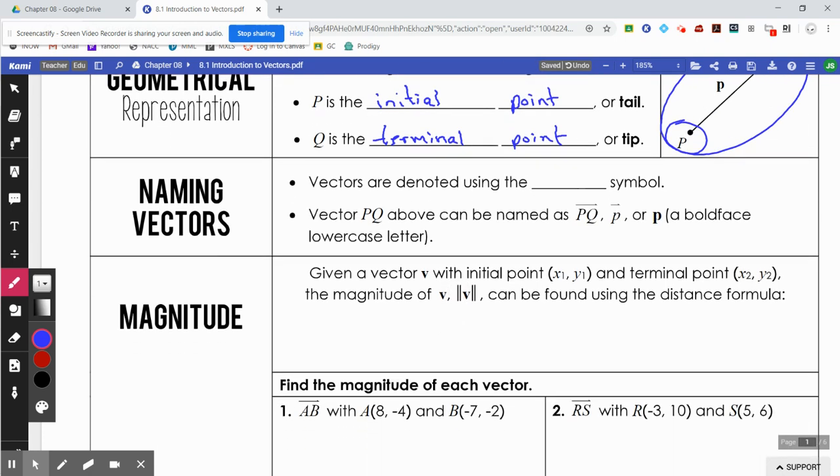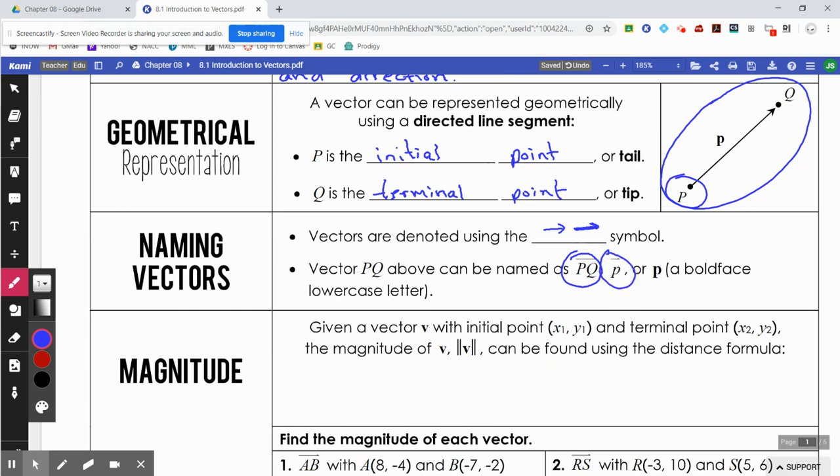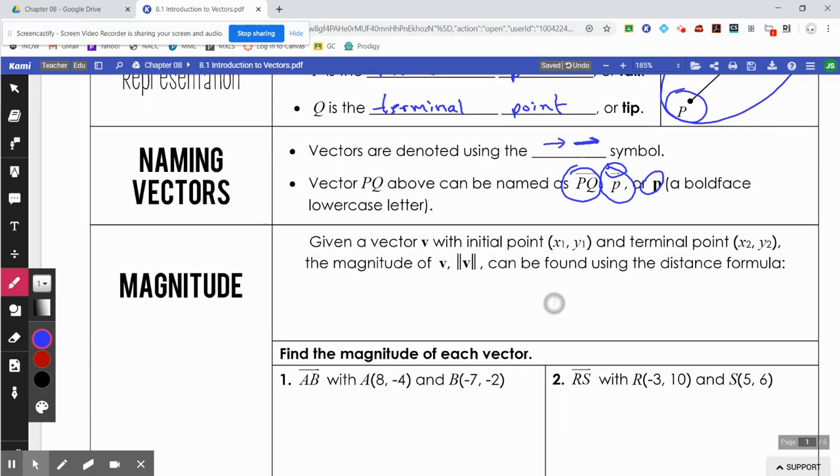Naming vectors. Vectors are denoted by using the vector symbol, and it looks just like an arrow. Sometimes you will see this one instead, where it's just got the top part. You see that one a good bit. So either one of those symbols are fine. Vector PQ above can be named vector PQ. Vector P, notice the P is this P right here, might just have a P above it, or sometimes you'll have just a boldface lowercase letter. So vector P as in this one. So you can use the symbol or you can use the bold letter.